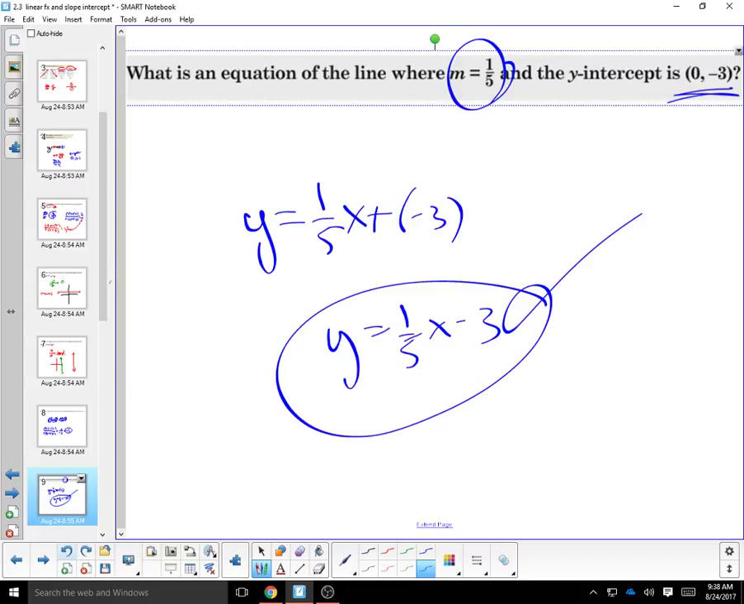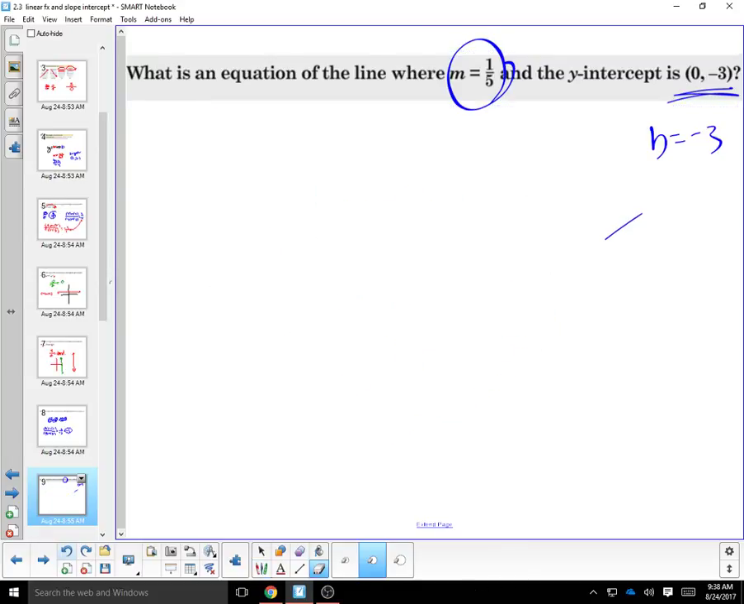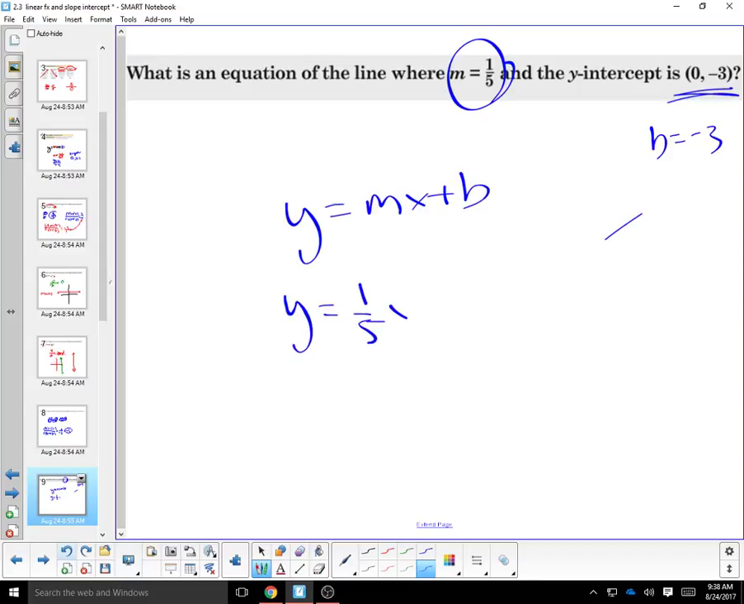All you need is x. Or sorry, not x. You need m and you need b. Plug them in. You're good to go. Questions on this one? That was kind of fast. Do I need to do it again? Yes? Okay. Do you recognize that here b is -3? Right? Y equals mx plus b. There's m, there's b. Y is 1/5 x minus 3.